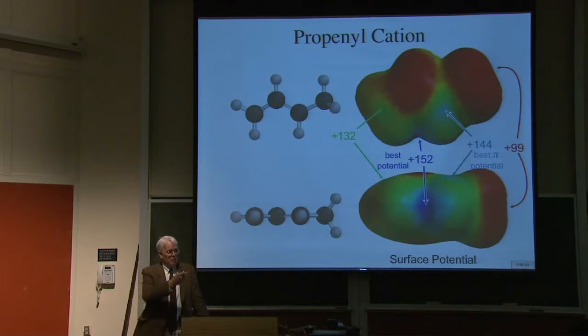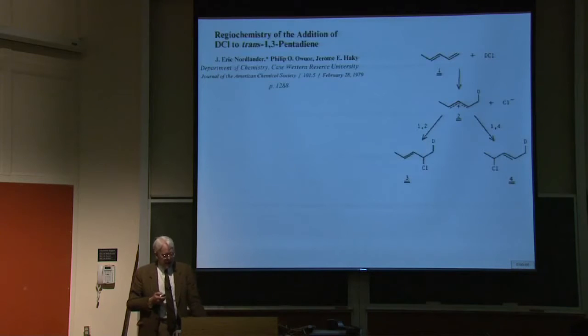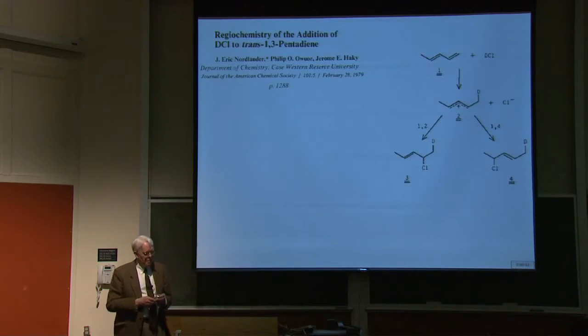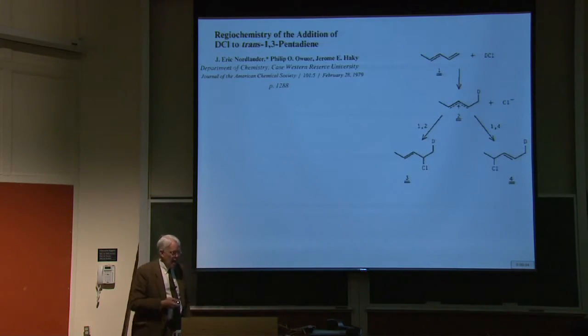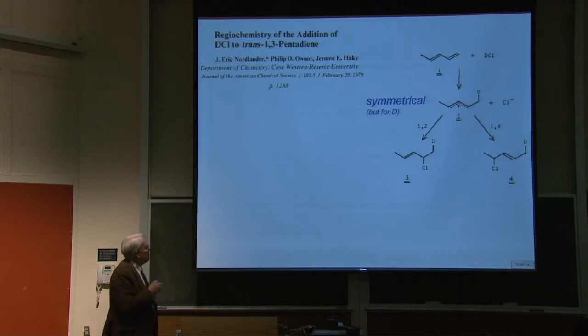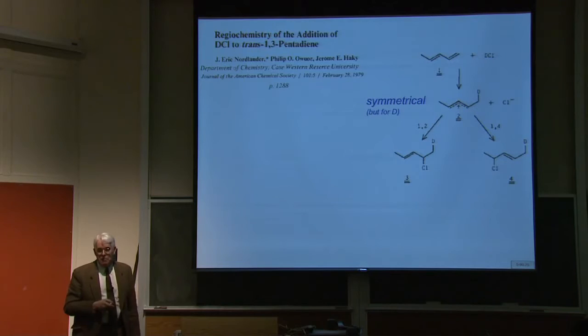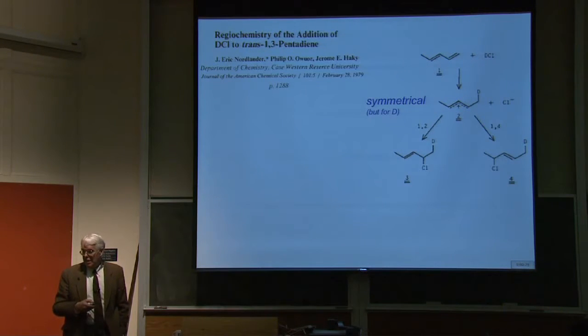So one would think that this is exactly what Anurag has proposed, that it should attack there. But here's a really interesting paper that was published in 1979, where what's being added to is not butadiene, but pentadiene, another methyl group on there. So they add DCl, which adds to the end to get, as one would expect, the more substituted allylic cation. But now there's something interesting about that. That's symmetrical, except for the fact that there's a deuterium there.